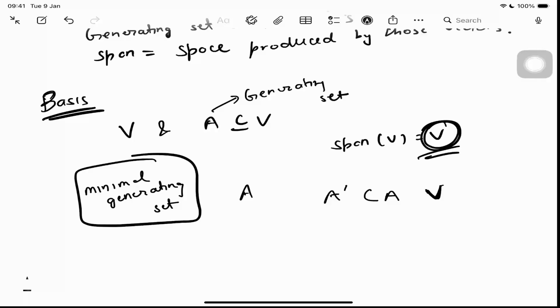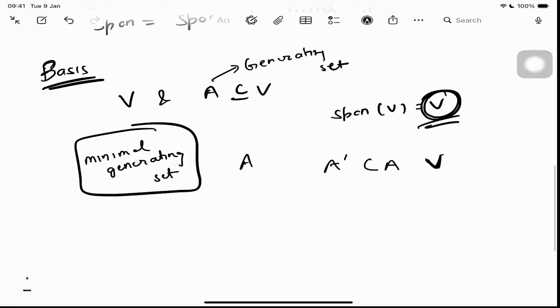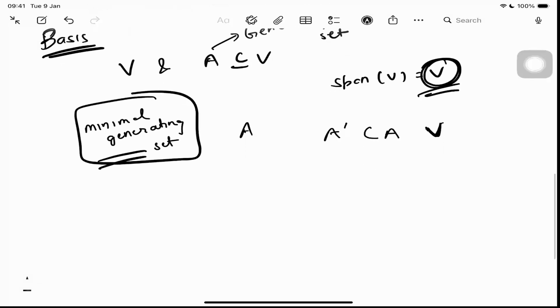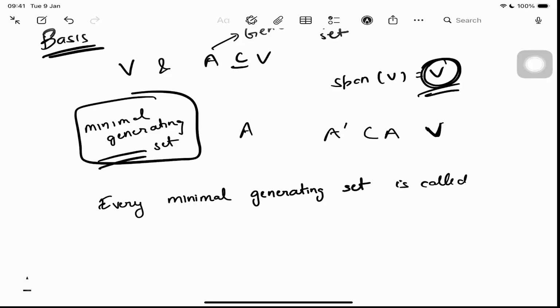But in a minimal generating set, every vector is equally important. You cannot remove any vector from that. And this concept of minimal generating set gives us the basis. So every minimal generating set is called the basis of V.